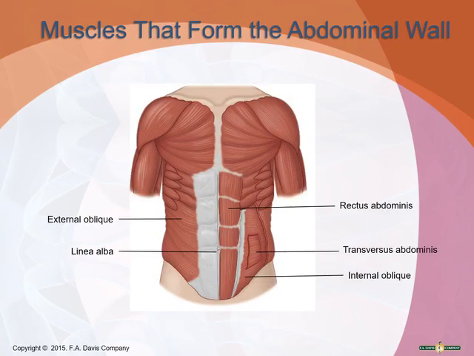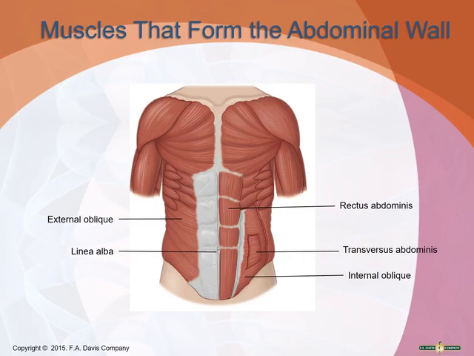The abdomen, external oblique right here. Transverse abdominis is an inner layer, the internal oblique, and then the rectus abdominis is this one that goes straight up and down. I want you to know all four of those. The rectus abdominis flexes the lumbar region of the spinal column to cause bending forward at the waist, and it goes from the sternum to the pubic bone.